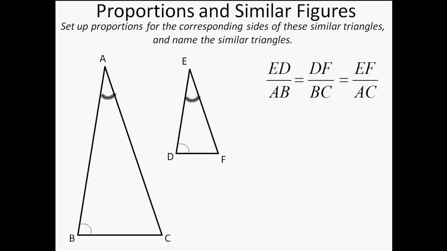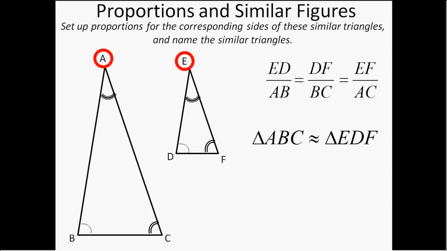Look at angle B and angle D. They're both marked in the same way. And then finally, angle F and angle C are also marked in the same way. So when naming these triangles, we have to name them by their corresponding corners and angles. You could say triangle ABC is similar to triangle EDF.